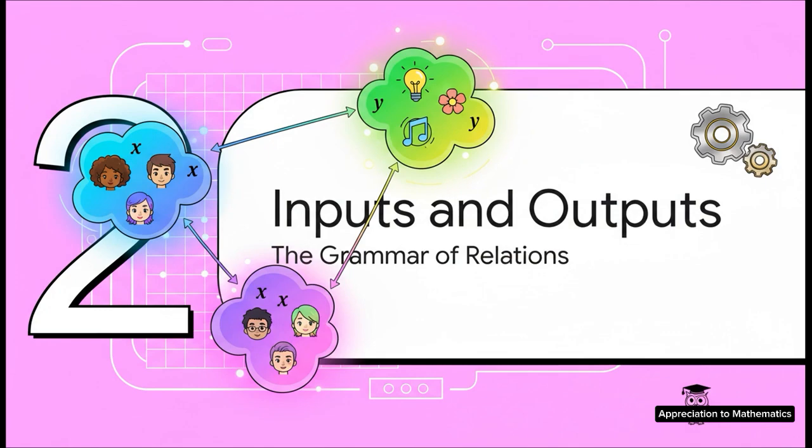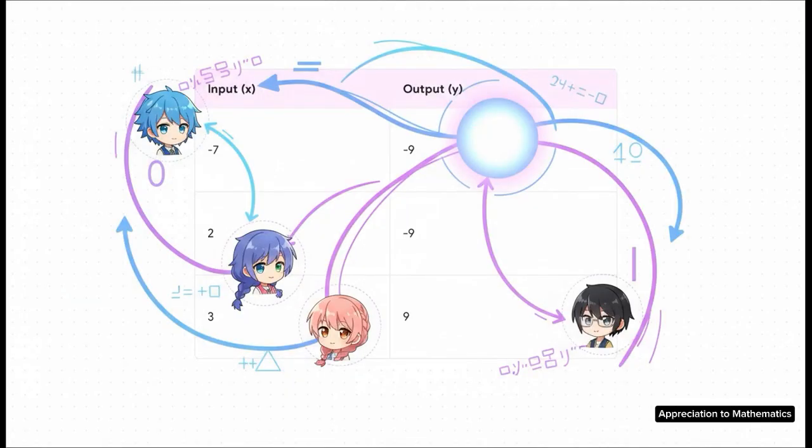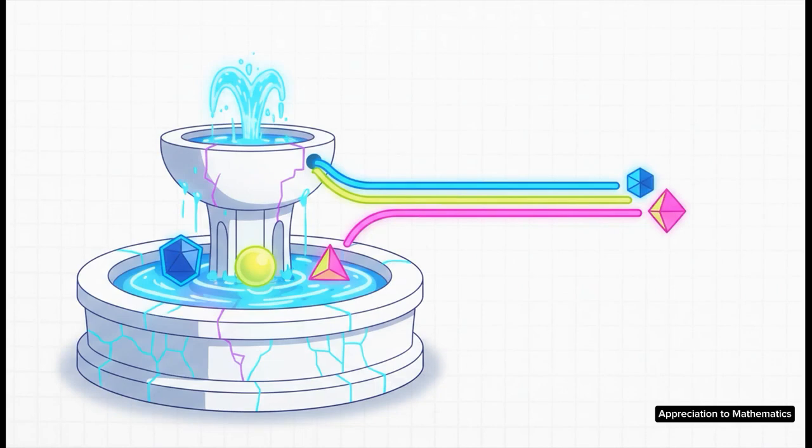Okay, so every language needs some rules, some grammar, to actually make sense. And for relations, that grammar is all about two key ideas, the domain and the range. This is how we keep all of our x's and y's organized. Let's look at a super simple relation, shown here in a table. You've got your inputs on the left, your outputs on the right. So what's going on here? We can see that the input -7 is connected to the output -9. And look at this, the input 2 is also connected to -9, and then the input 3 is connected over to 9. So that brings us to the domain.